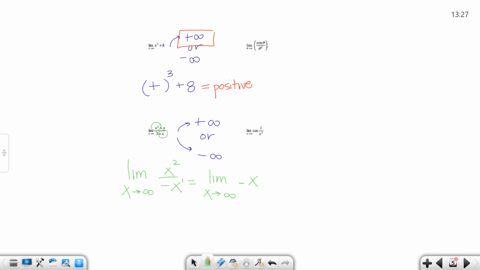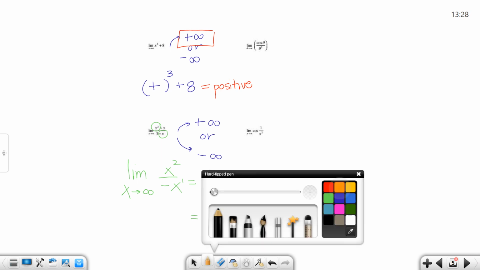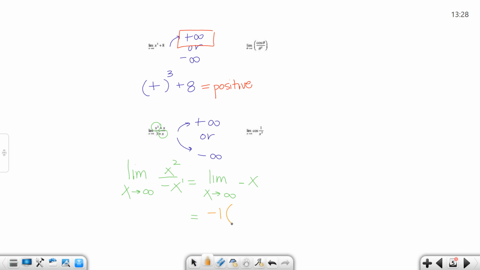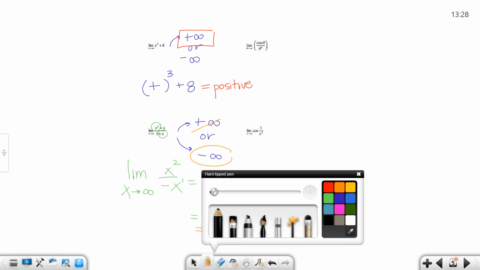X squared over x would give me 1x left over. The result is negative. Now, if I plug in a positive number into this expression, I would get negative 1 times a positive number. Well, a negative times a positive would be a negative result. So that means the answer to this one would be negative infinity. Now, we're going to save the top one for last.